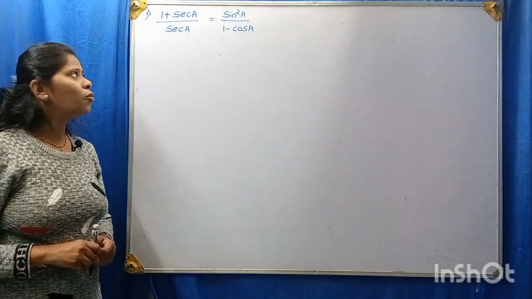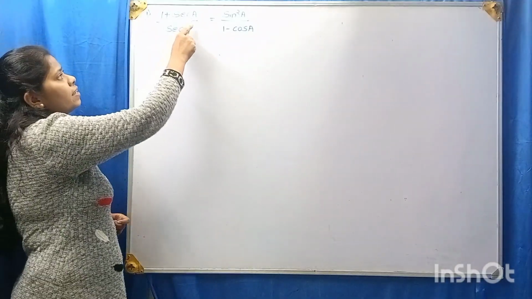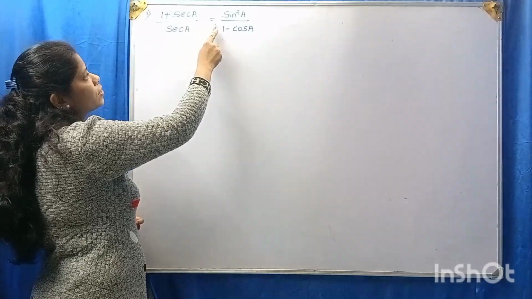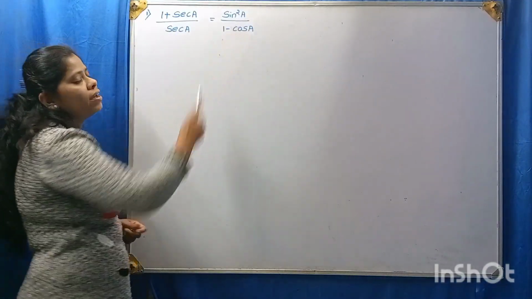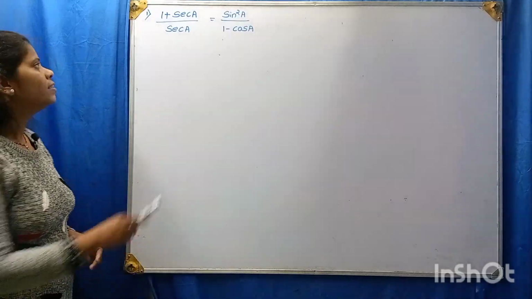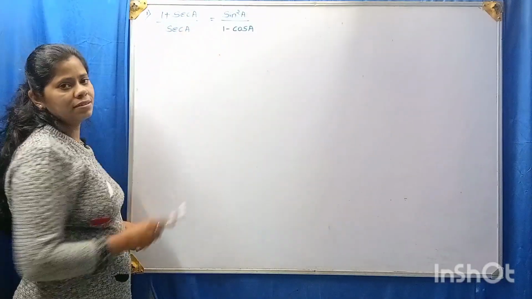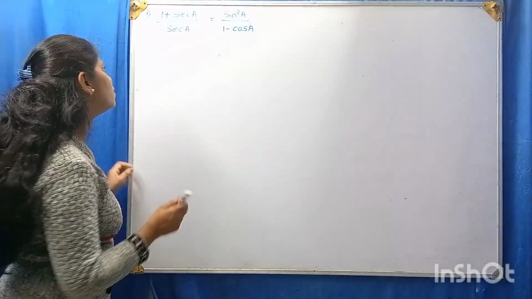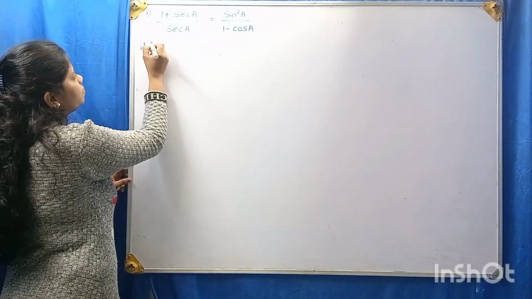Now let's solve the problem. (1 + sec A) / sec A = sin² A / (1 − cos A). Here we have to prove that LHS is equal to RHS. First, let me write down the LHS. Solution.